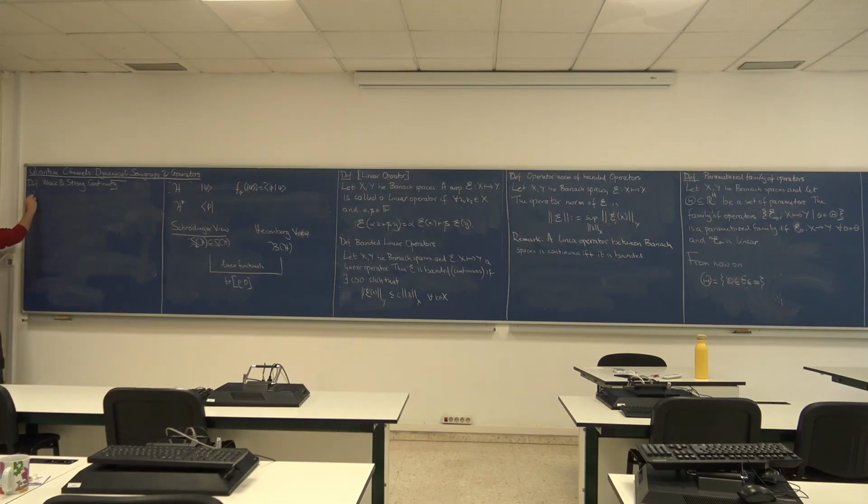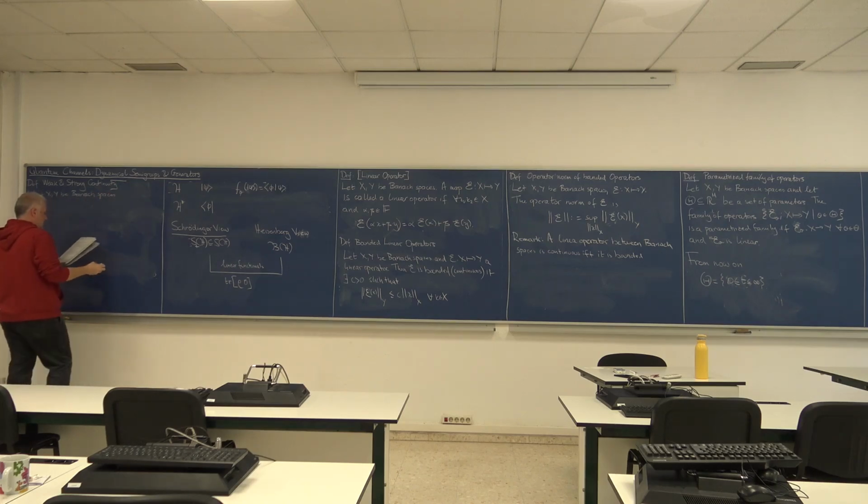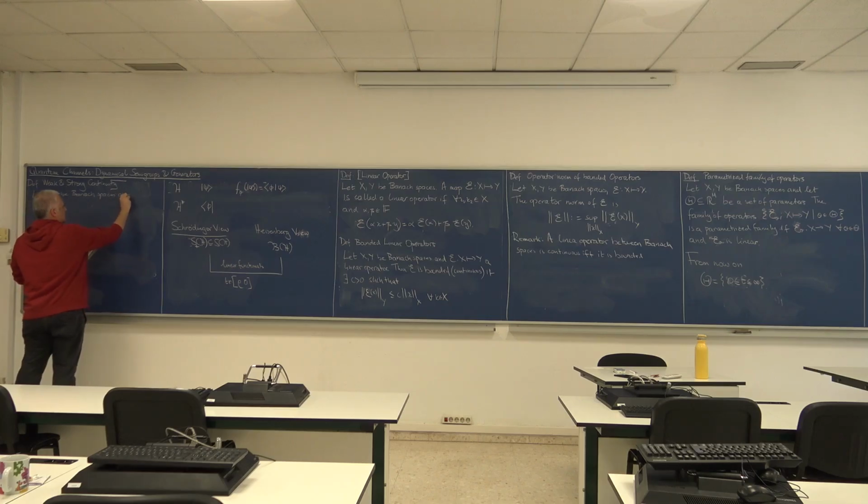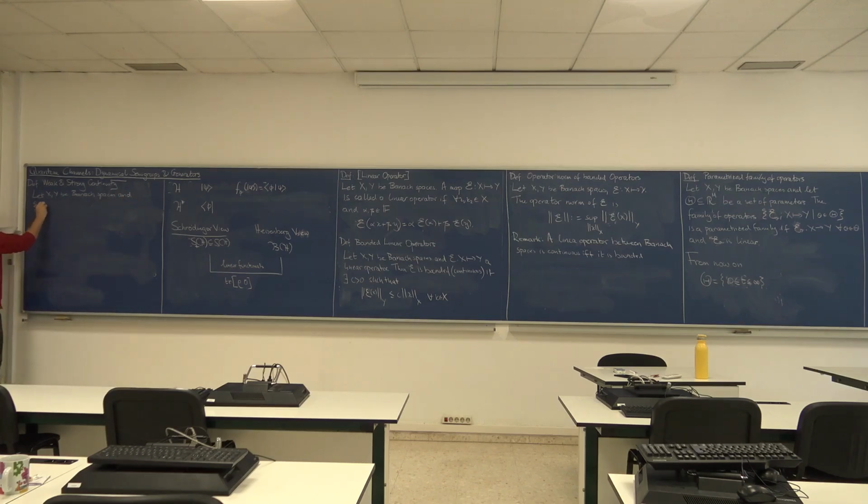So again, we have two Banach spaces, and we have now a one parameter family.